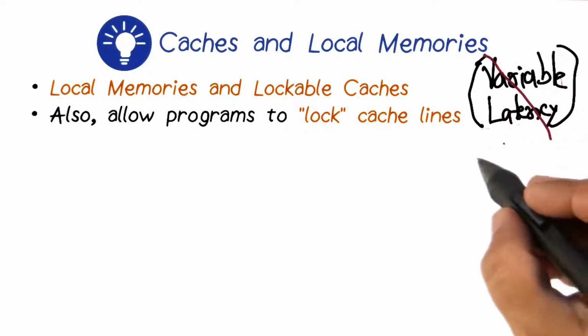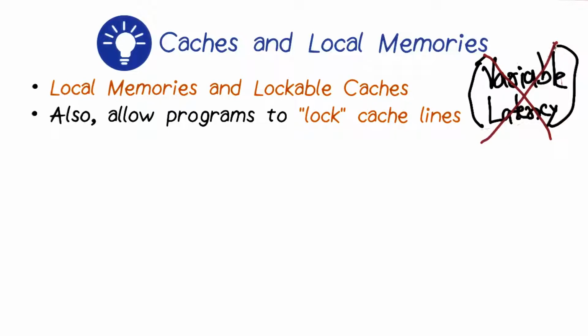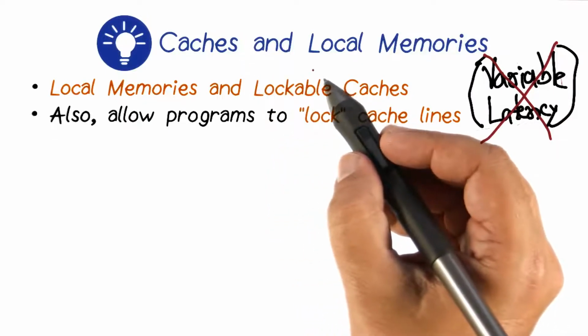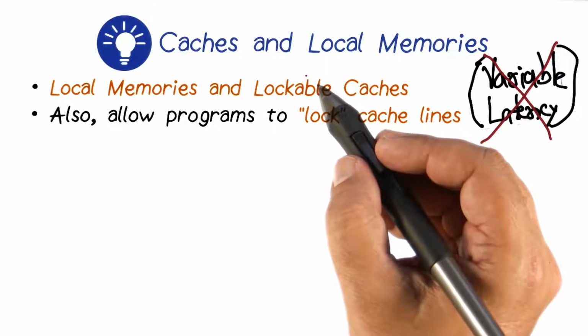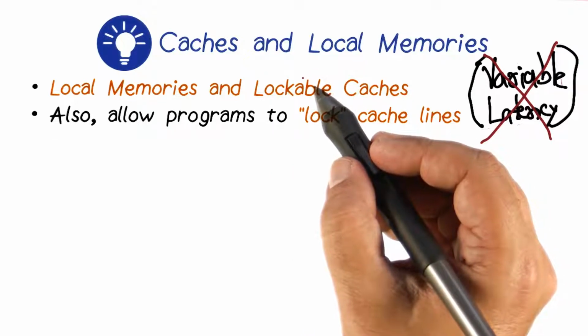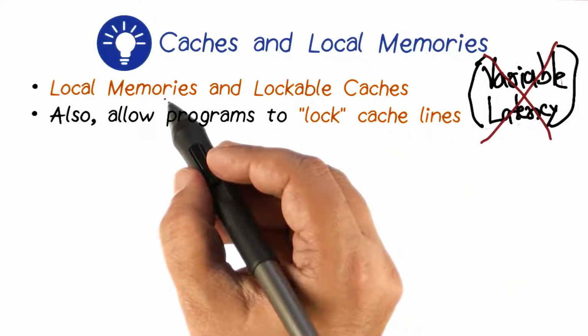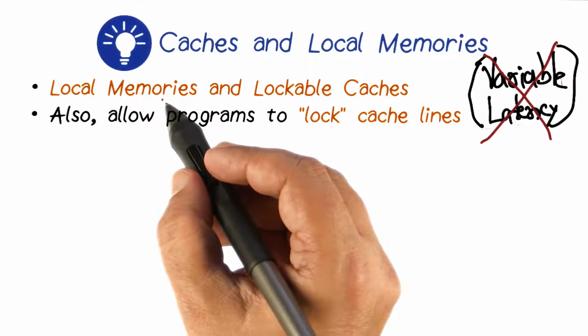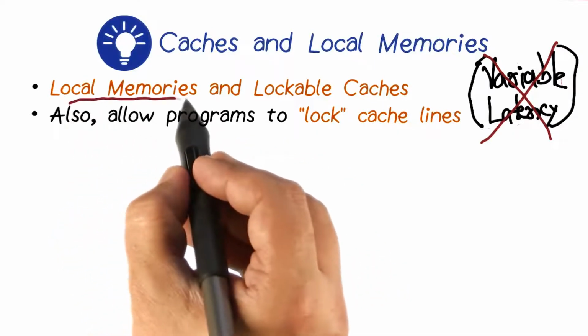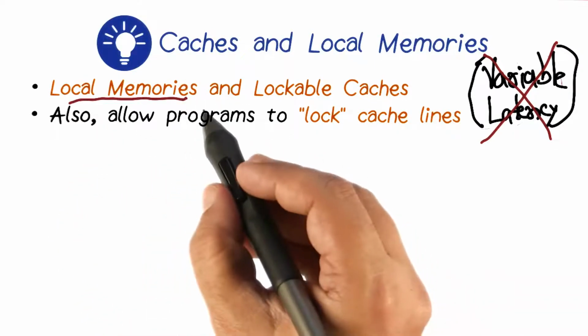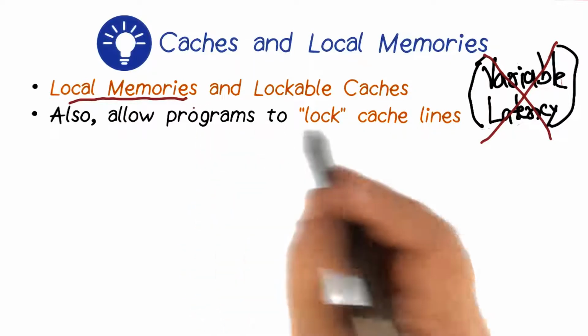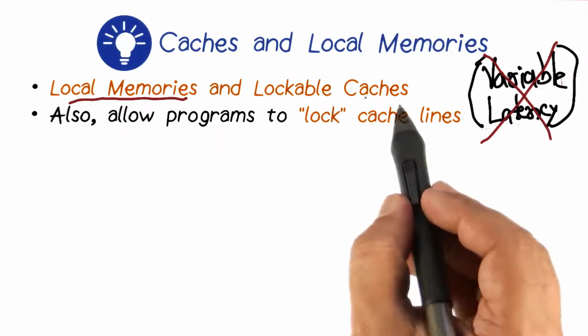And so variable latency is an absolute no-no in the embedded world, and therefore the memories are designed to behave like caches in terms of fast access to the data, but are not variable latency. So there are local memories here which just hold the data and do not evict it, but let the software control the placement and eviction of the data. In that sense, they have the speed of the caches, but they do not have the variable latency of the caches. In some other cases, we have lockable caches.